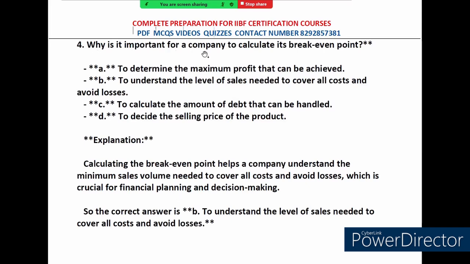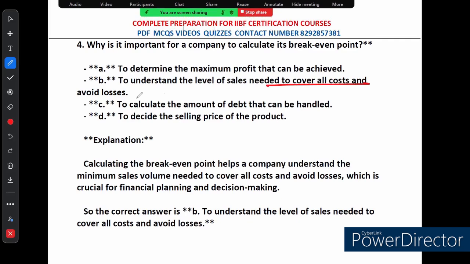Now, why is it important for a company to calculate this break even point? Very good question. So the options are: to determine the maximum profit that can be achieved. No, this is wrong, because break even point does not tell you about your profit. It is actually covering cost. Option B says to understand the level of sales needed to cover all costs and avoid losses.